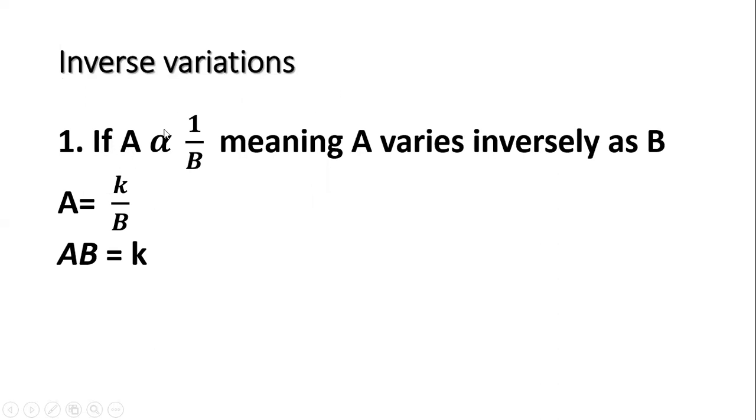A, with this variation sign, A varies inversely as B, not as 1 over B. Inverse also has to do with 1. That is the meaning when A varies inversely as B. So bringing in the constant K, A equals K over B. Making K the subject of the formula, K will be AB, A times B equals K.